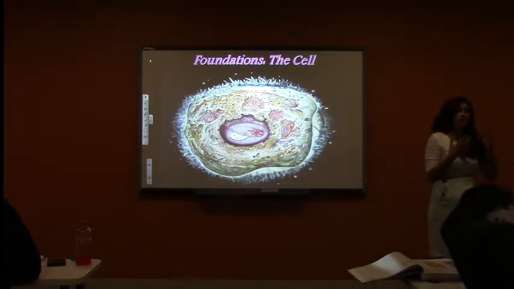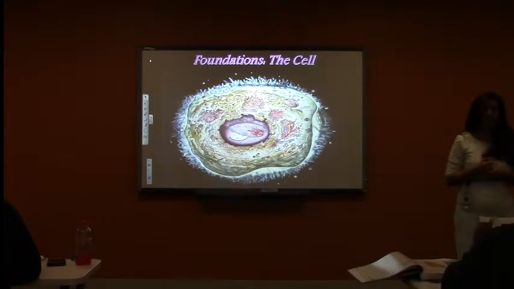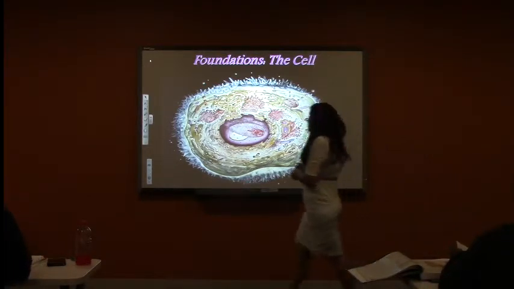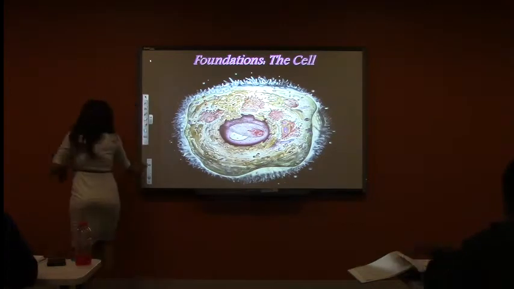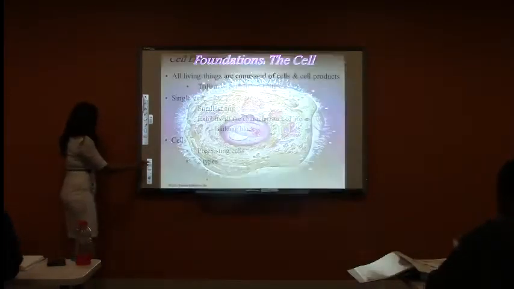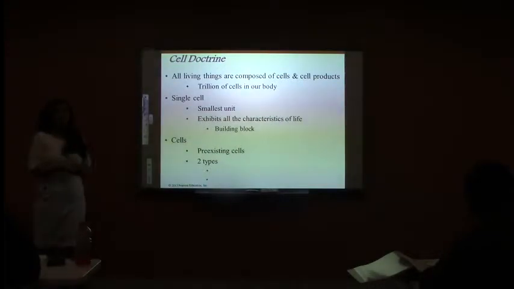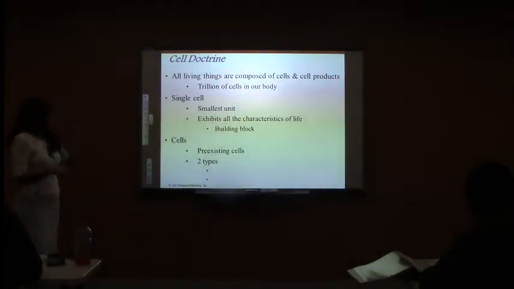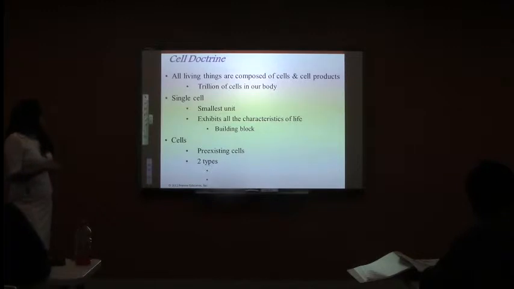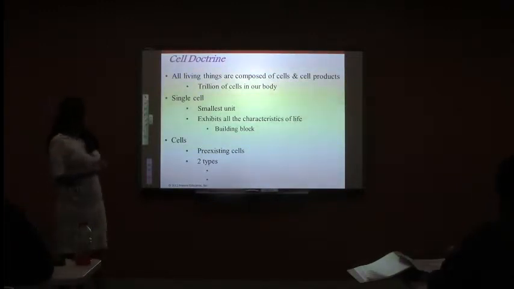Okay, so now we're going to talk about basically the cell. What are the components of a cell? This corresponds to chapter 2. Okay, so let's talk about cell doctrine. Basically, cell doctrine is that all things are composed of cell and cell components.